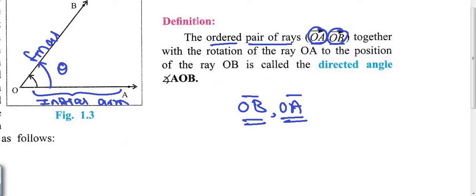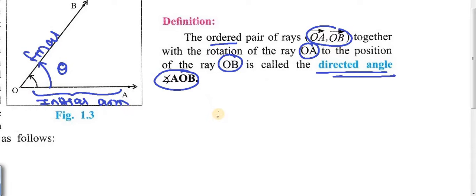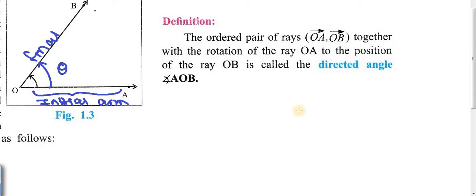Okay. So now let us define the directed angle. So directed angle is defined as the ordered pair of rays OA bar, comma OB bar together with the rotation of the ray OA to the position of ray OB is called as directed angle and is denoted by directed angle AOB. We represent simple angle like this and directed angle is denoted like this. So directed angle AOB. Remember, in case of directed angle, the position of initial arm and terminal arm is very important. If you are writing OA first, then OA is the initial arm and OB is the terminal arm.